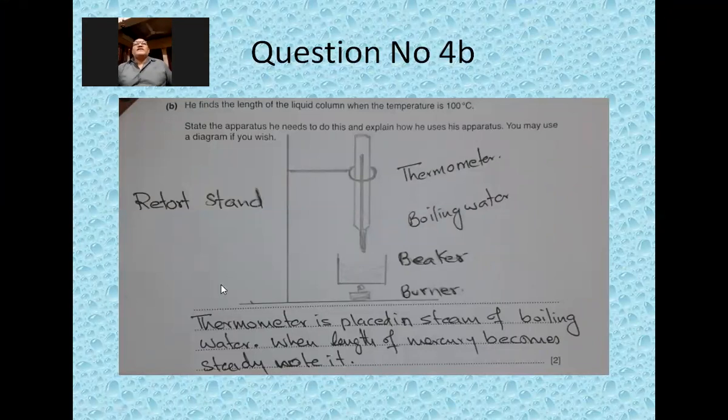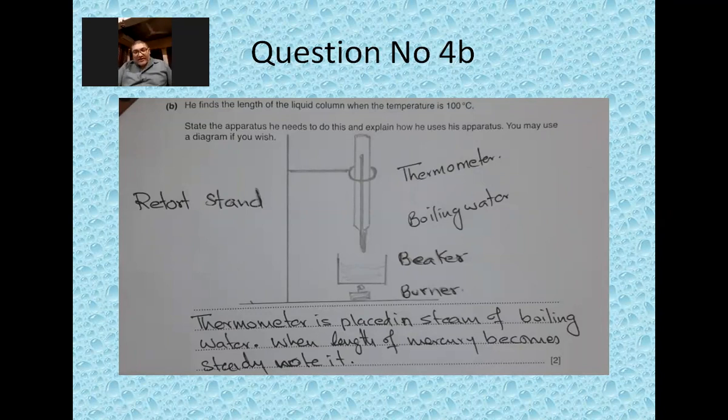So here you can see I have shown a retort stand. This is the retort stand. And here, with the help of a clamp, I'm holding a thermometer. And here we have a beaker. In this beaker, we have water. Here we have a burner. And this water is boiling and its steam is coming out. So the bulb of this thermometer is in the steam.